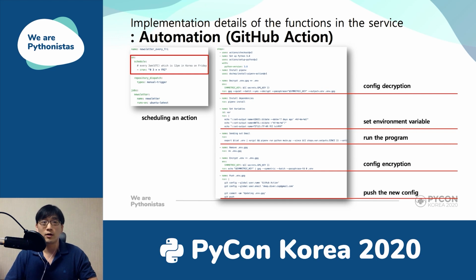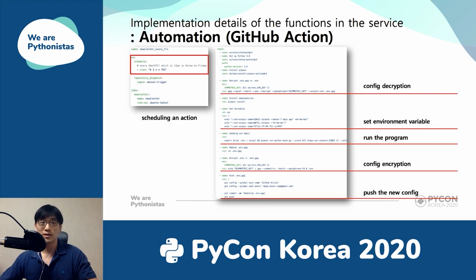Let me go through the right-hand side line by line. In order to pull encrypted information from .env.gpg, it should be decrypted first, right? And some environment variables are set to be used as arguments of the main program. That's the second red line. And the program gets run and the email should be successfully sent by the end of this process. And the access token should be refreshed by now with a new one for the next week.